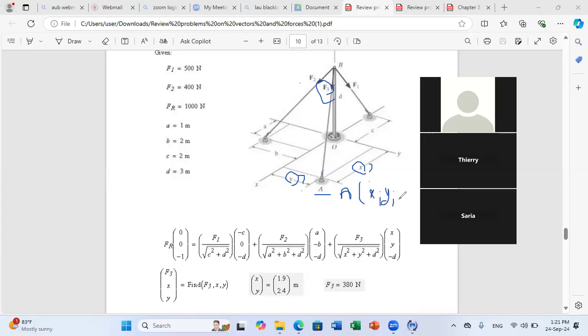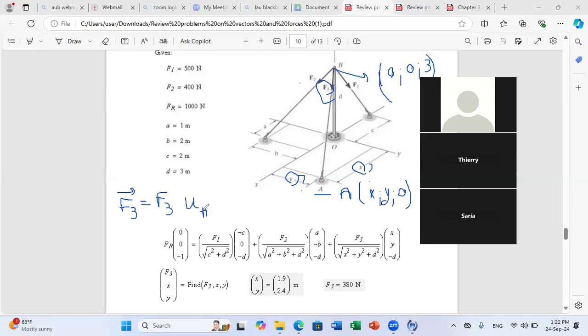Now, for point B, you know coordinates completely. For point B, you can say it's along Z only, so 0, 0, D, and D is 3. Great. So now what you will have to do is just to write F3, since you have 2 points. F3 vector is equal to F3 magnitude, which is unknown, times the unit vector of BA.